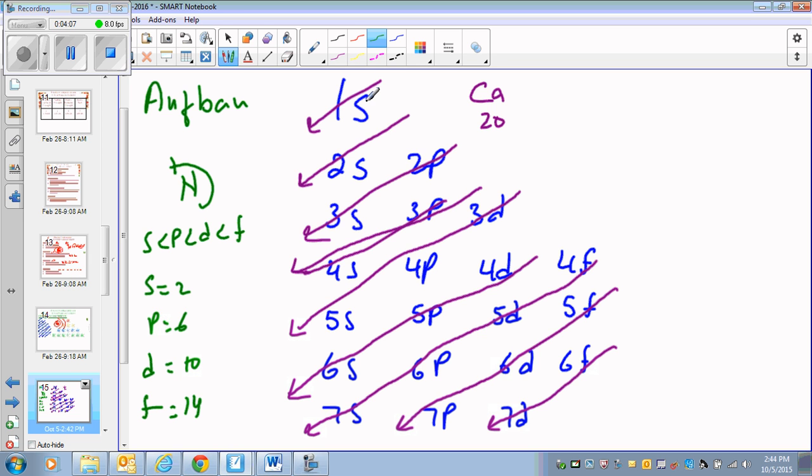So let's start from here. You put 2 electrons into this one. So I have 2 electrons here. Then from here you go back to this. So I have 2 electrons here. Then you go to this one. You put 6 in here. You go down, put 2 in there. Then you go to this one. You put 6 in there. You see, P can take 6.